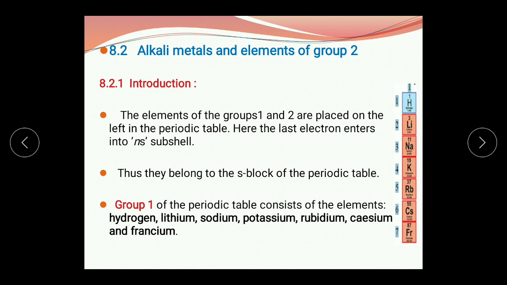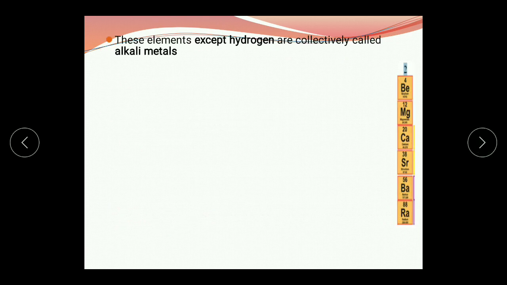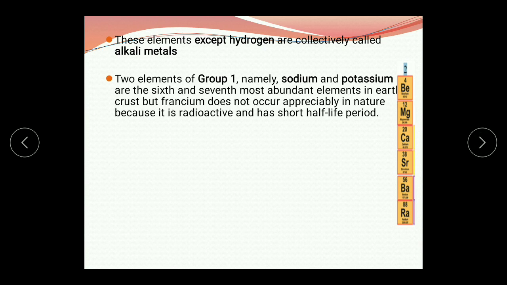The first member, hydrogen, atomic number 1, lithium 3, sodium 11, potassium 19, rubidium 37, cesium 55, and francium 87. So these are the elements of the first group, the alkali metals, and they are at the extreme left of the periodic table. These elements, except hydrogen, are collectively called alkali metals.